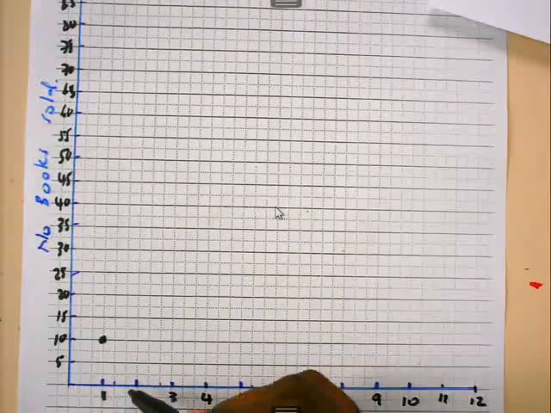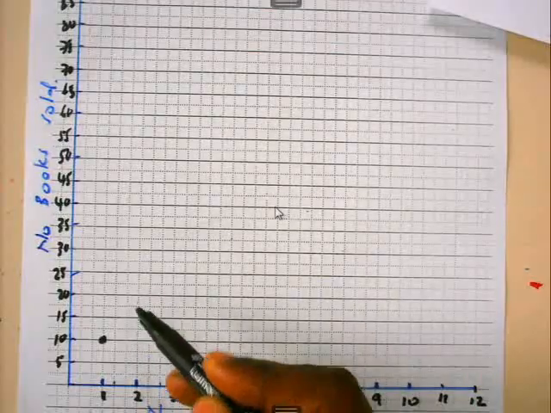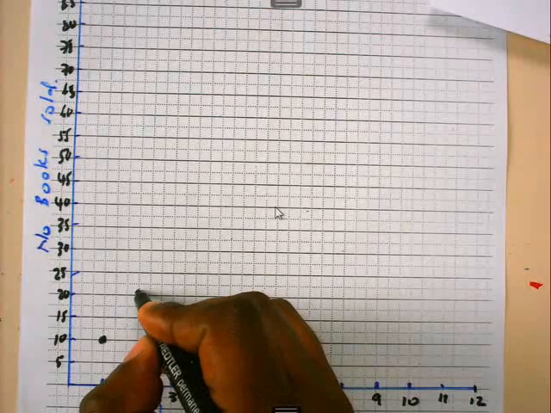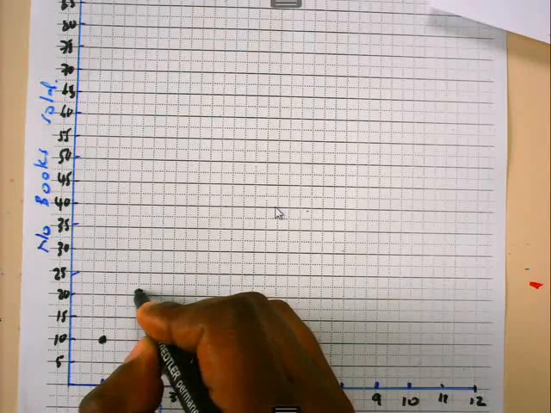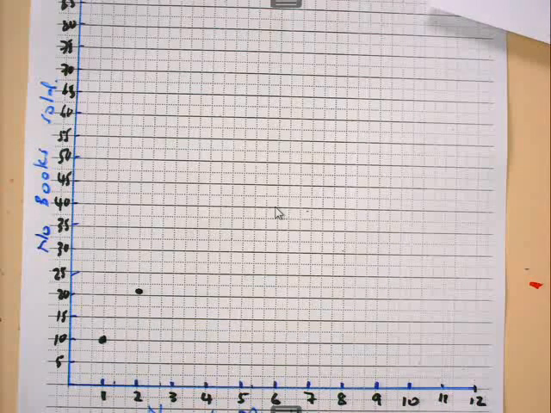The second month, how many books were sold? Can you see my hand there? Second month, it is 22 books. So 22 is just there, a little above 20. 22 books were sold there the second month. Can you see that? Right.